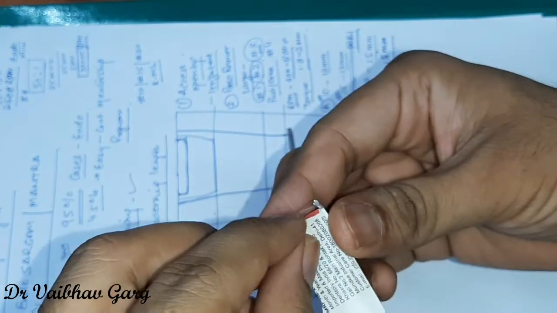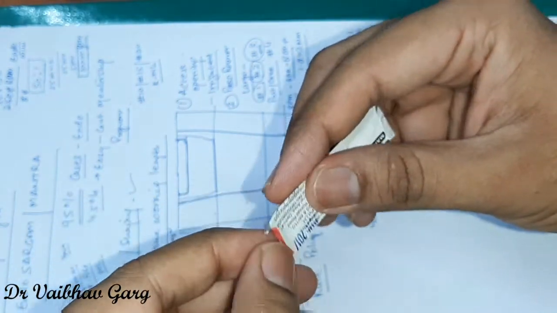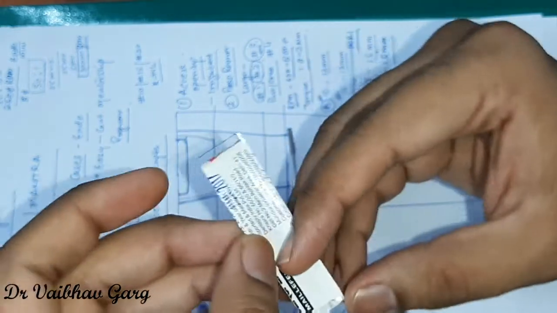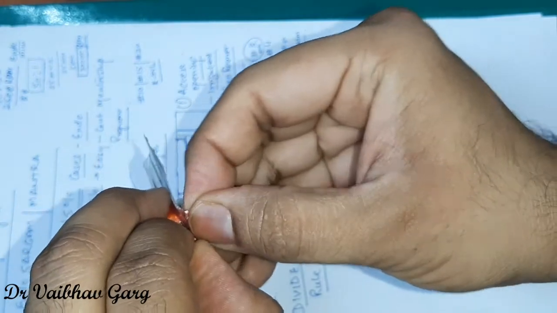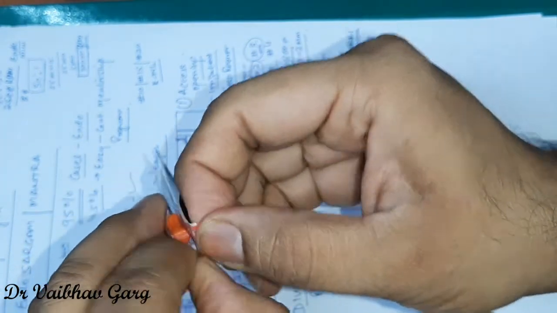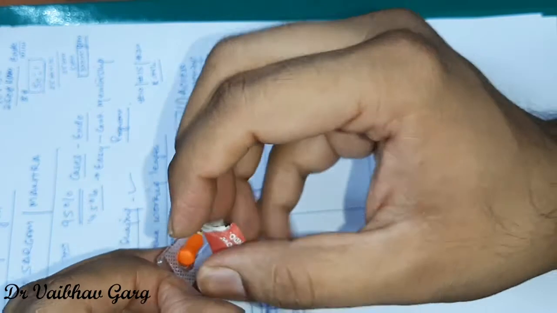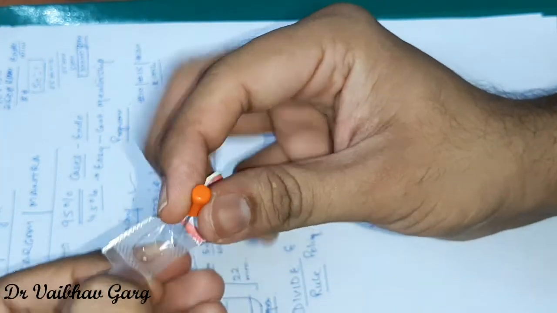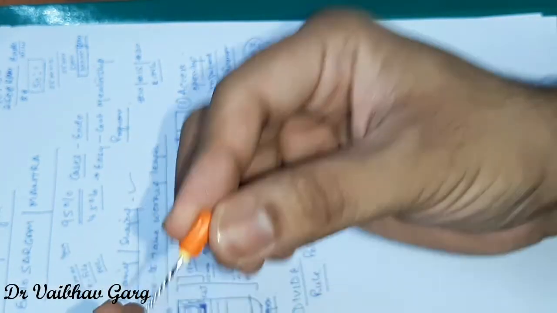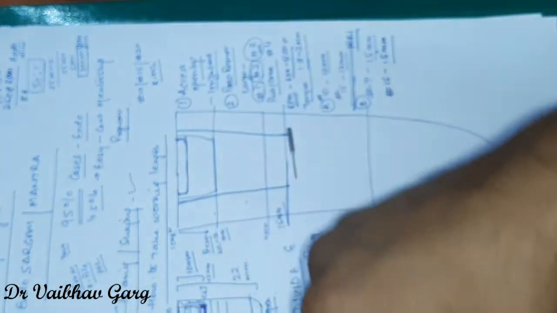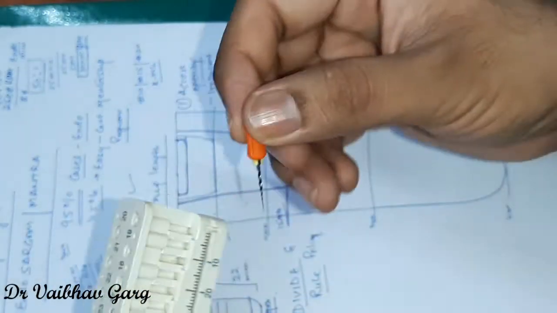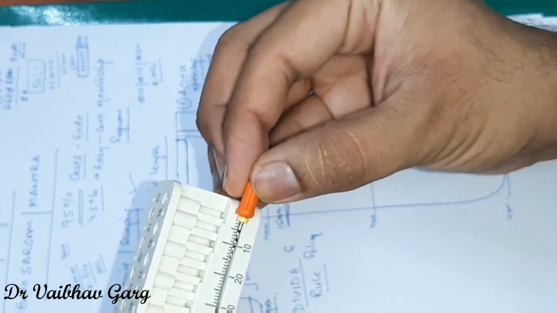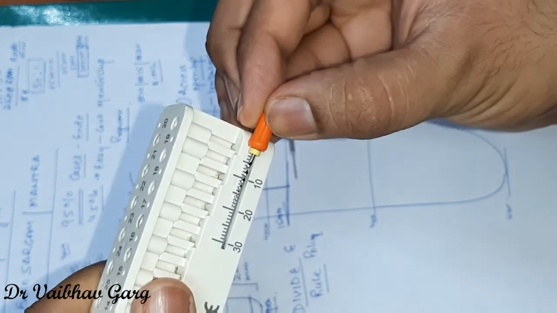This is the way you open up a refill pack. These blisters can be opened very easily and usually they are sterile. Once you have used them, they are ready to be used. So there is a yellow stopper here. This is a short file because it is only 19 mm in length. Its total length is 19 mm.